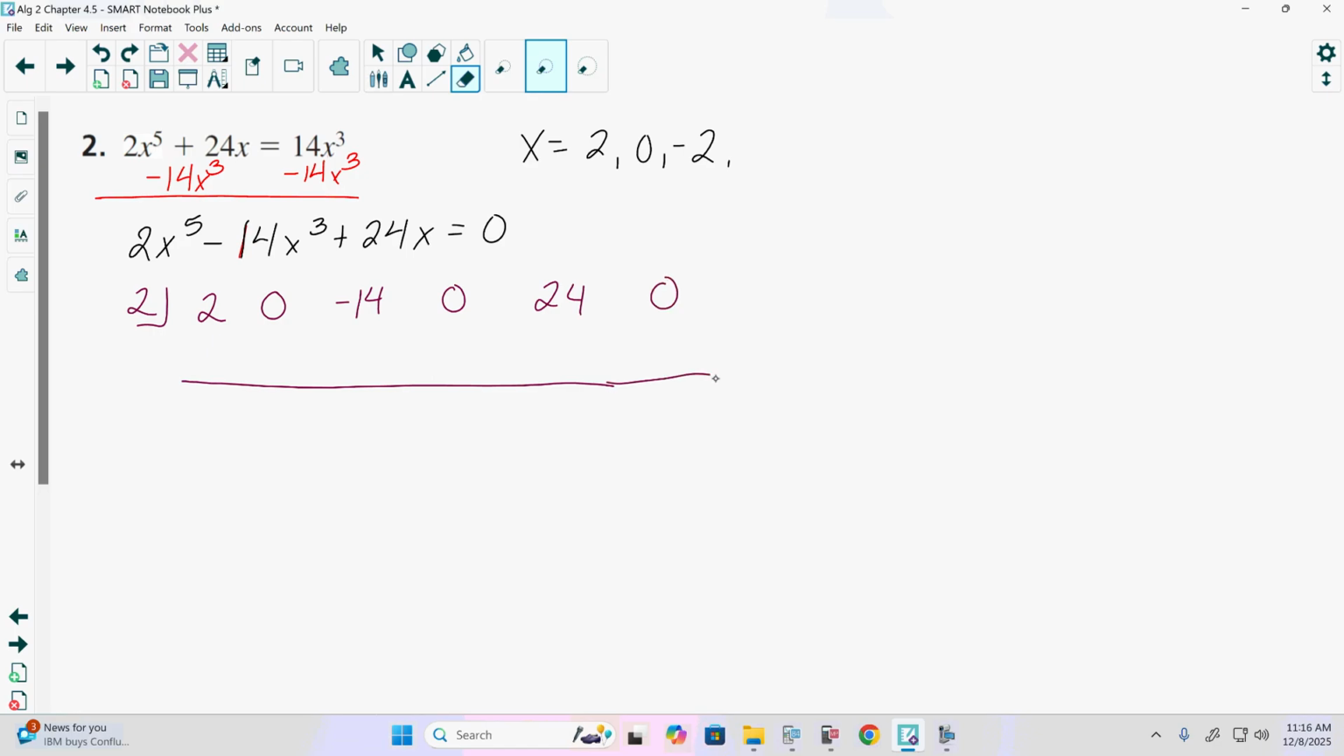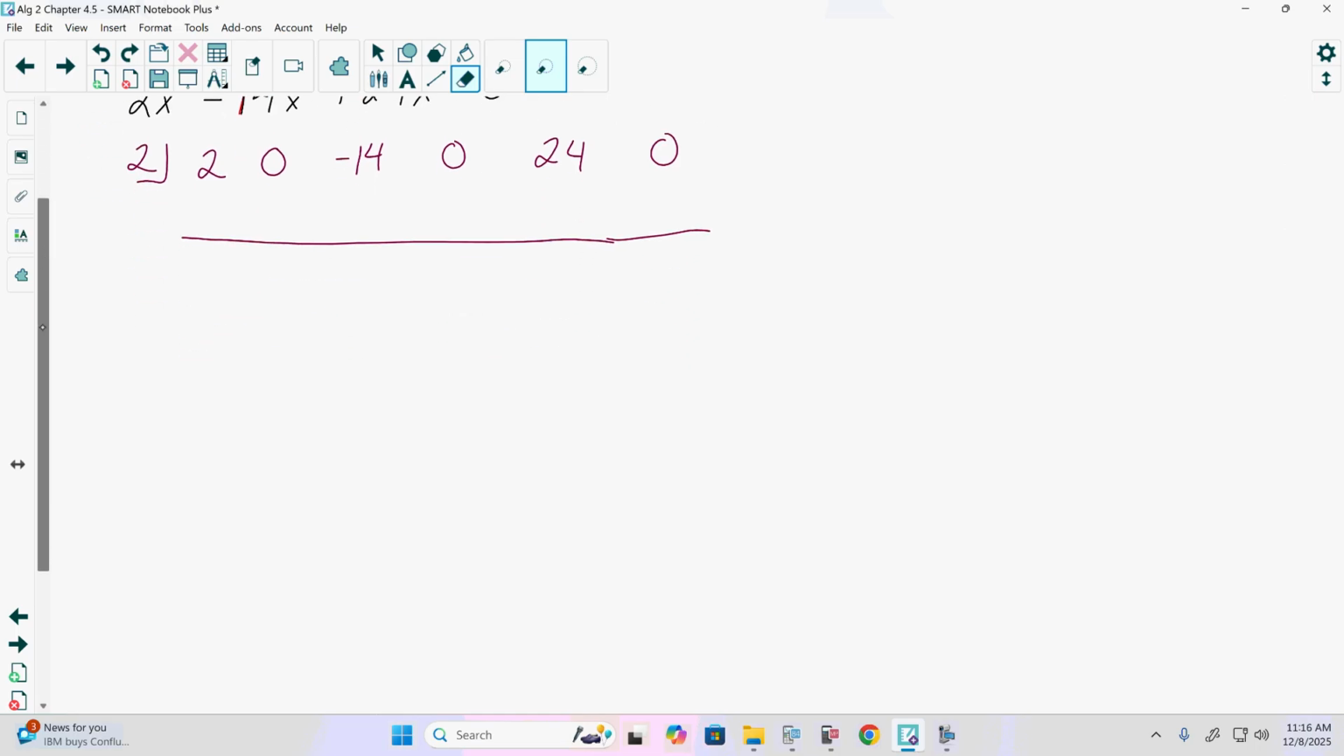Since the degree is 5, we should have one more than that of numbers across the top. So we should have 6: 2 for x to the 5th, 0 for x to the 4th, -14 for x cubed, 0 for x squared, 24 for x, and then 0 for our constant term. And now we're going to go through our synthetic division steps to reduce this.